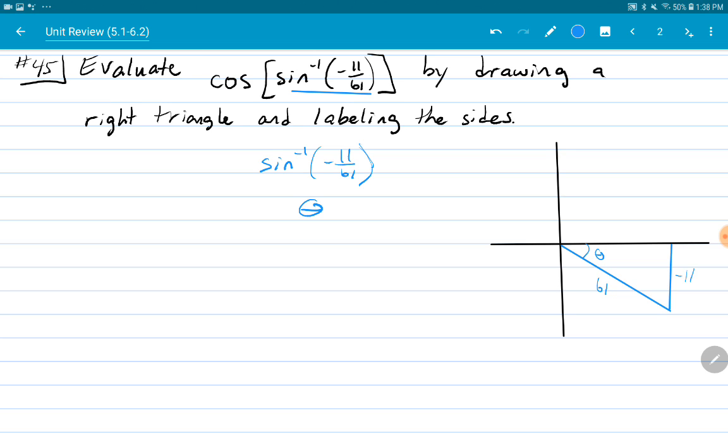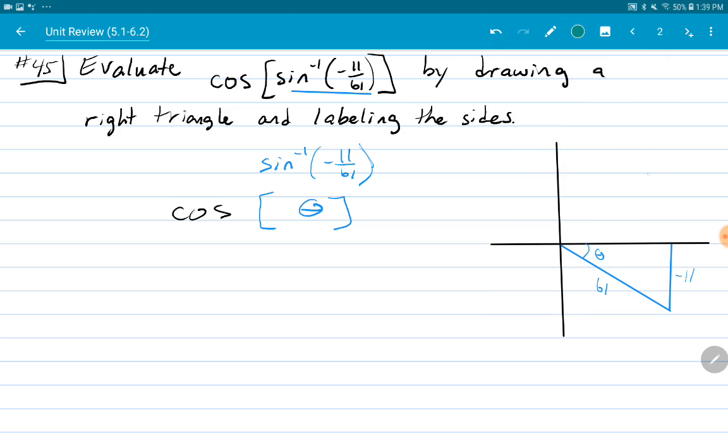I don't know what theta is, but that's okay because I don't really need to know what theta is. What I do need to know is what cosine of theta is. I know sine of theta is negative 11 over 61 because that's what the inverse of sine is. So then cosine of theta means I need to find this other side.